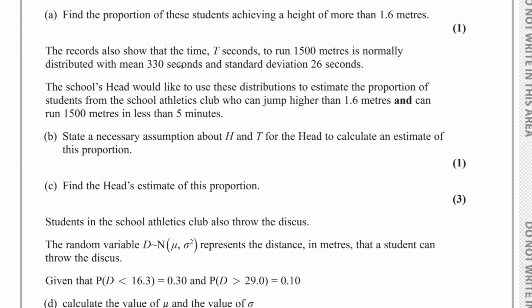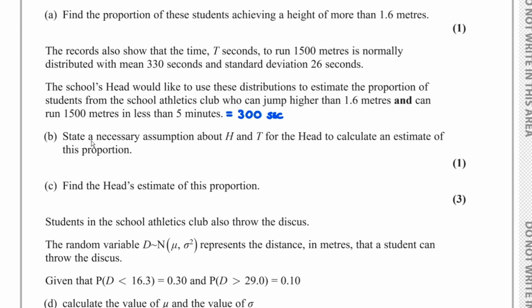The records also show that the time, t seconds, to run 1,500 meters is normally distributed with mean 330 seconds and standard deviation 26 seconds. The school's head would like to use these distributions to estimate the proportion of students from the school athletics club who can jump higher than 1.6 meters and can run 1,500 meters in less than 5 minutes. Now, 5 minutes is the same as 300 seconds. The reason we convert this into seconds is because everything else is given in seconds.